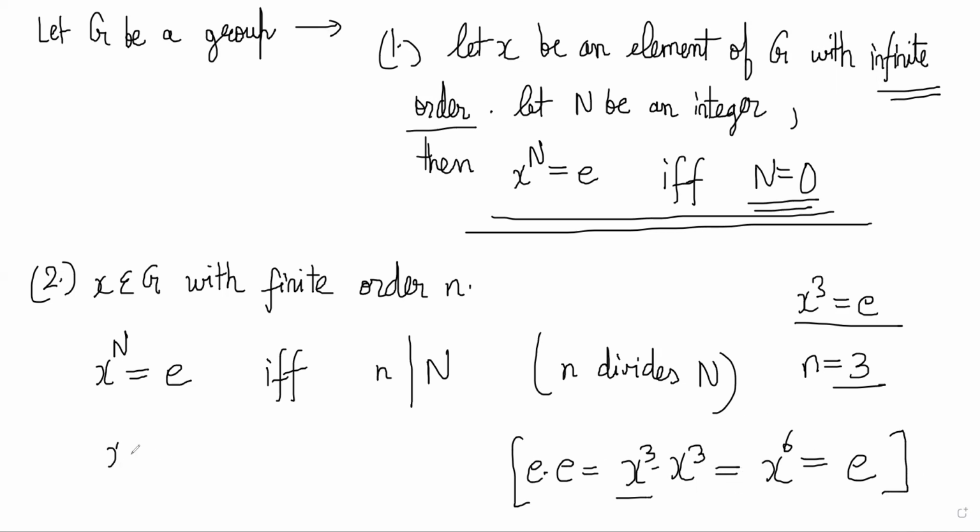X power 7 would have been what? X power 7 would have been x power 6 into x. So it will be e square into x, which will be x. But that is not same as e, because 3 does not divide 7. So I hope that is clear to everyone, that if the group element has finite order, then it can be raised to a power capital N and it will be equal to e only if small n, the order of the element x, divides capital N, right? You should take some examples and then it will be clear to you.